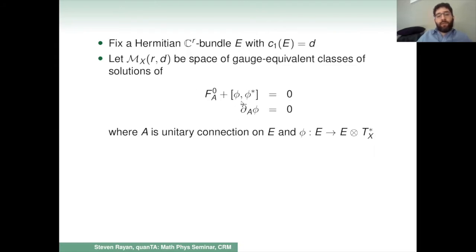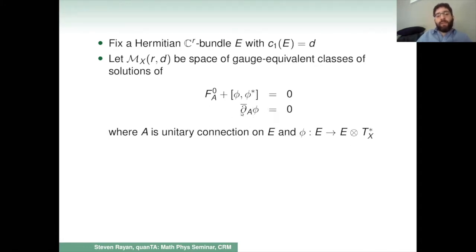And in the second equation, I'm going to look at, if you like, the 0,1 part of the connection. And I want to look for Higgs fields phi. So these are, if you like, smooth Higgs fields phi. So these are acting on the smooth bundle E, but much in the same way as the holomorphic version.